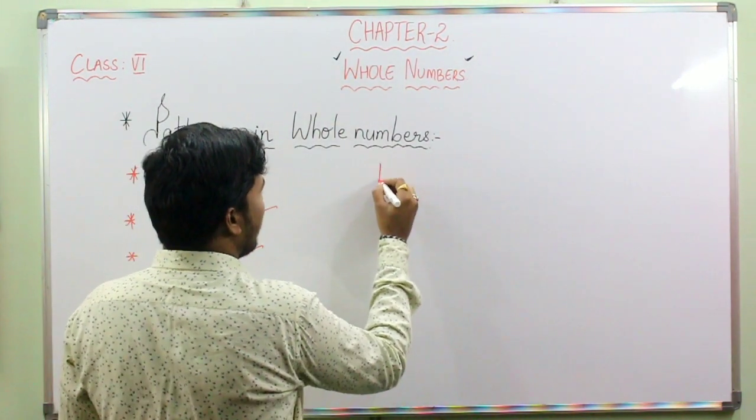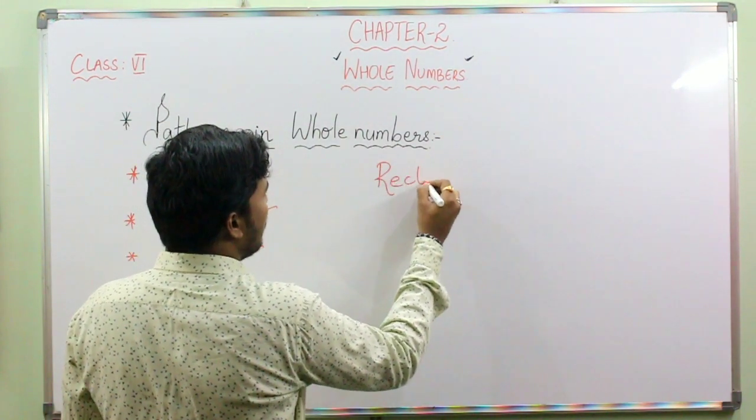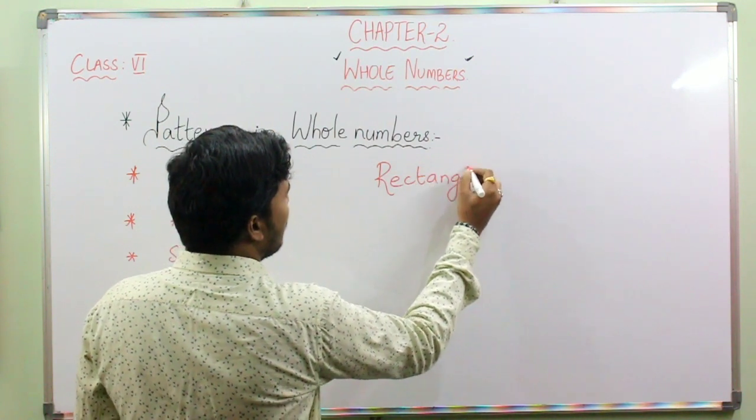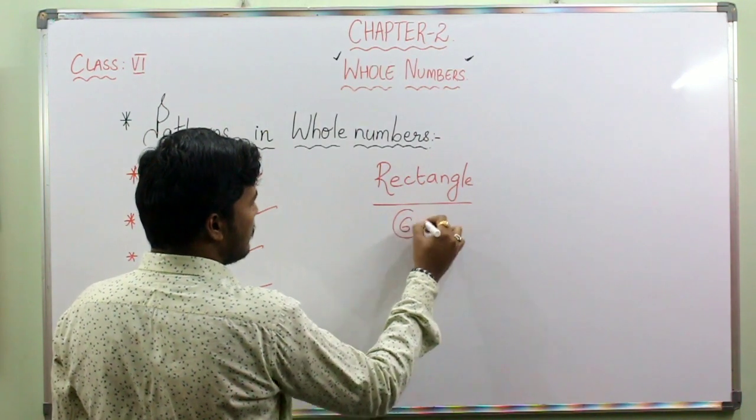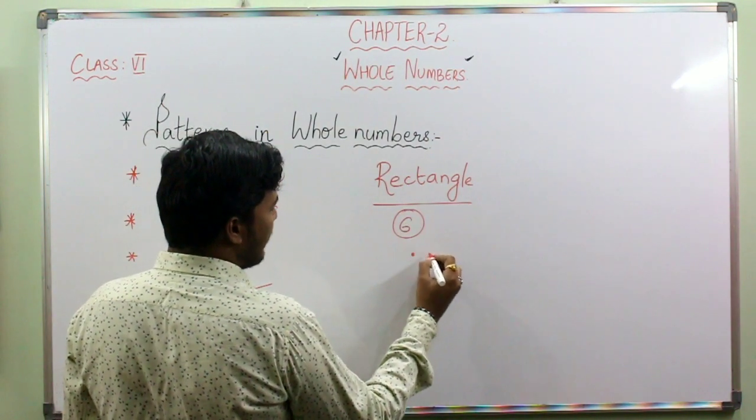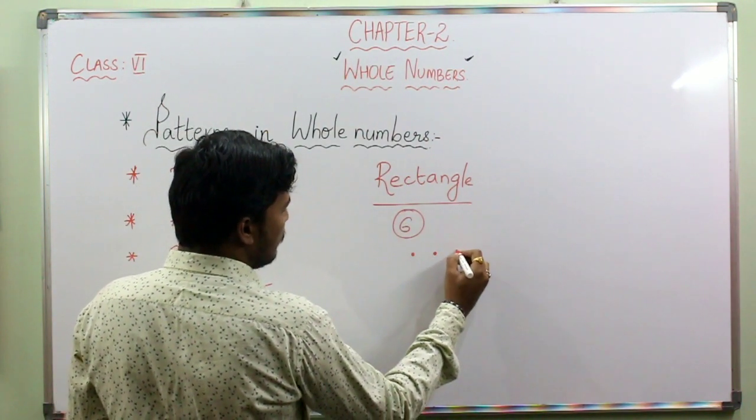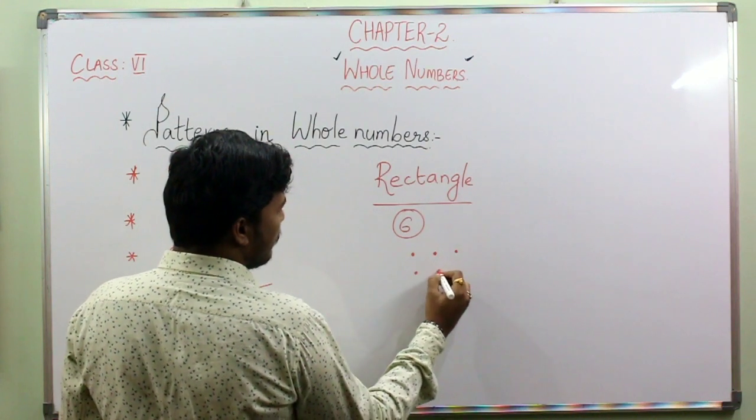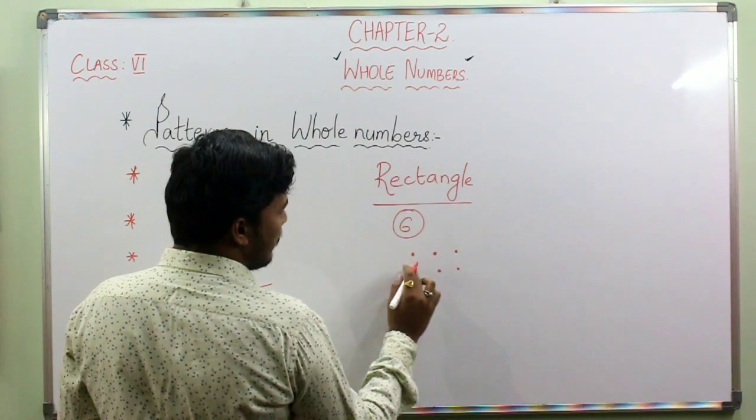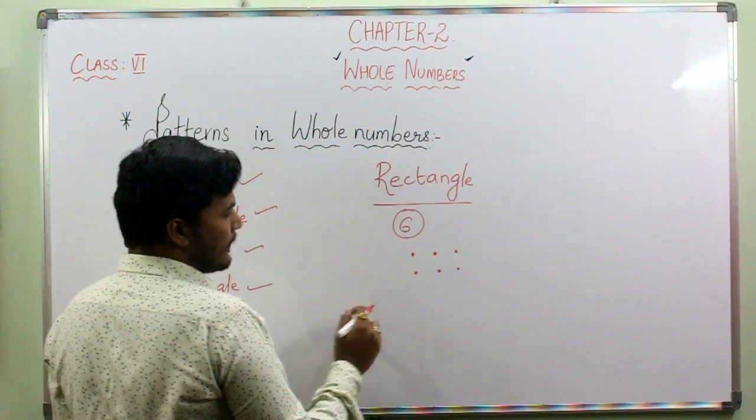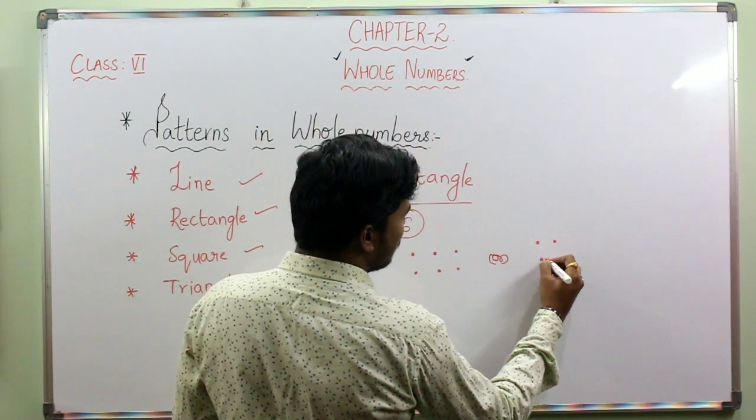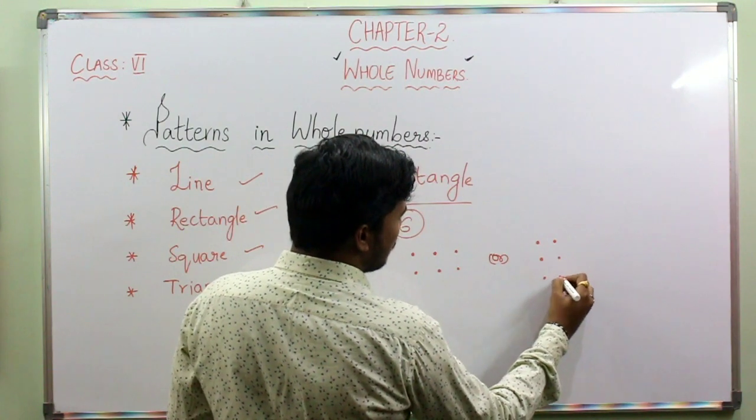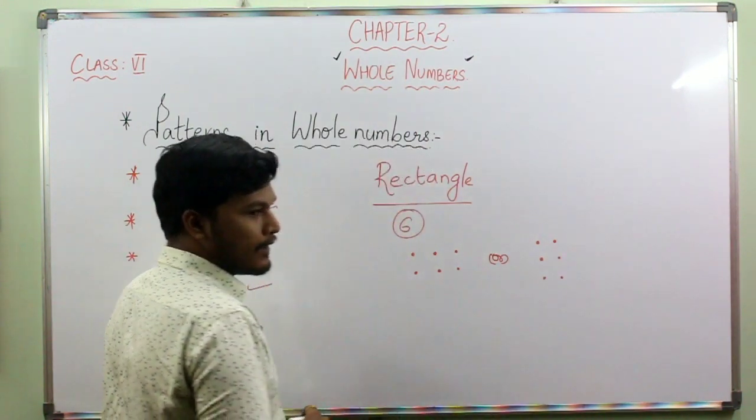The next one is rectangle. How do we represent a number in the form of a rectangular shape? Suppose we take an example of 6. This number 6 can be represented in the form of a rectangle, that is 1, 2, 3, 4, 5, 6. If I join these 6 dots, it will become a rectangle. This can also be represented as 1, 2, 3, 4, 5, 6. So this is also forming a rectangle.